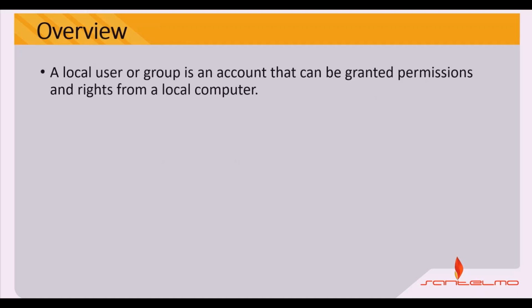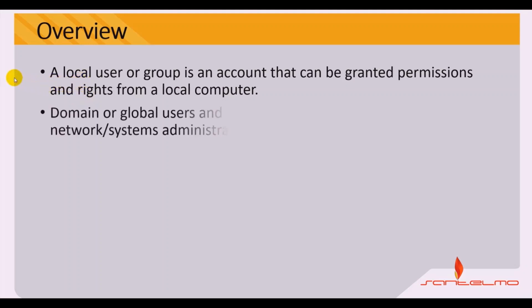To start with, let's talk about an overview of user accounts. Basically, we've got a local user or group. This is an account that can be granted permissions and rights from a local computer. After you installed your Windows 7 and Windows 10, basically you created an account, and that first account created on that Windows 10 and Windows 7 is considered to be a local user account.